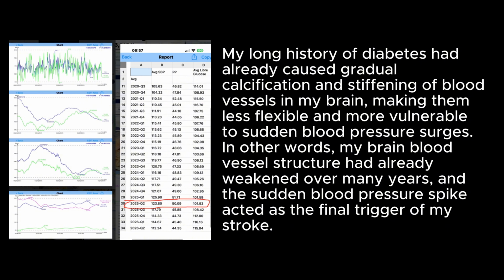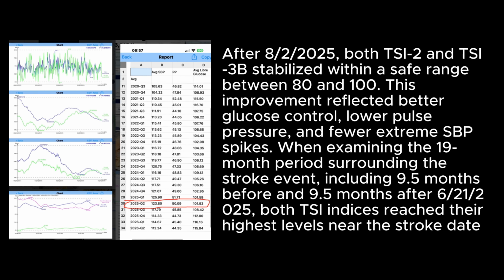In other words, my brain blood vessel structure had already weakened over many years, and the sudden blood pressure spike acted as the final trigger of my stroke. After the 2nd of August 2025, both TSI-2 and TSI-3b stabilized within a safe range between 80 and 100. This improvement reflected better glucose control, lower pulse pressure, and fewer extreme SBP spikes.